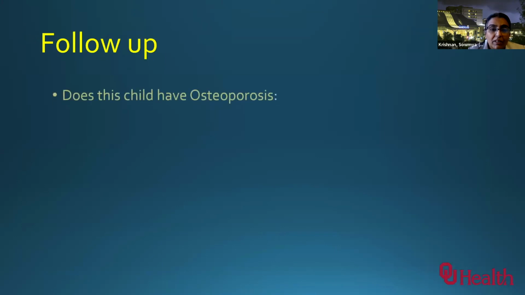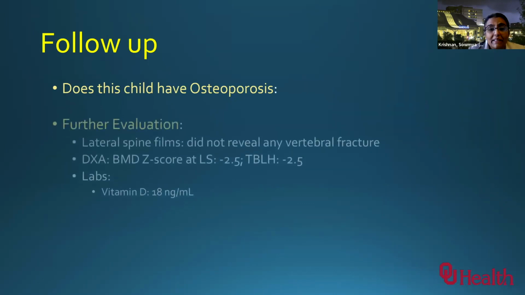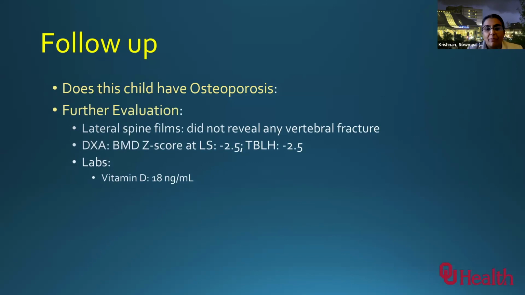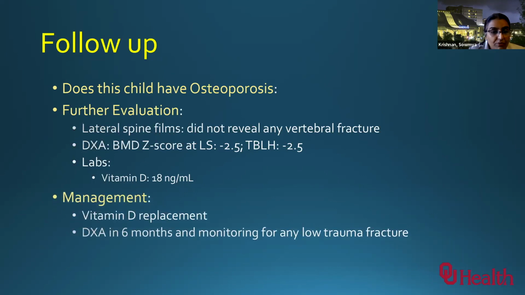So in our child, what did we do? The question is, does this child have osteoporosis? We can say that this child is at very high risk for osteoporosis. Maybe it still does not meet the clinical definition as defined by ISCD, but definitely has very high risk for fractures. For further evaluation, we did a lateral spine film, which did not reveal any vertebral fracture. We did a DEXA scan, which did reveal a low BMD Z-score of -2.5 at lumbar spine and total body less head of -2.5, though I'm not giving height-adjusted Z-scores. The lab showed a vitamin D level of 18 nanogram per ml. We started the child on vitamin D replacement. The plan is to monitor for any other low trauma fracture and also get a DEXA scan in 6 months in this child.